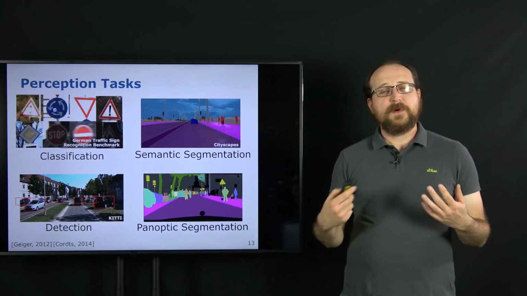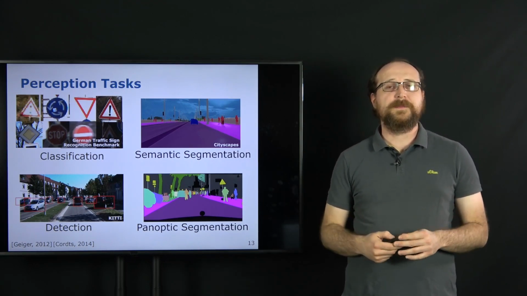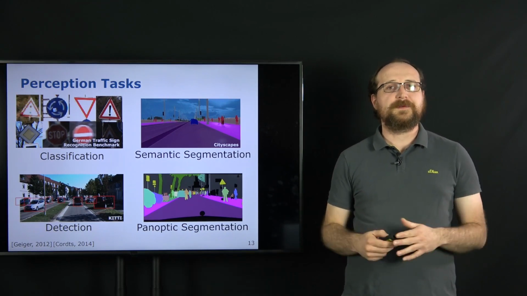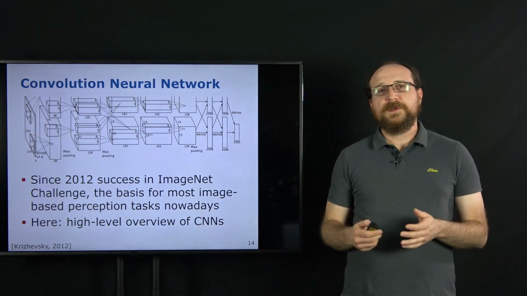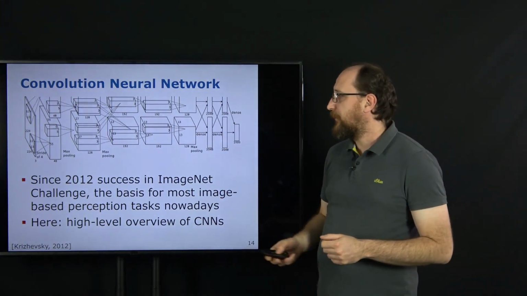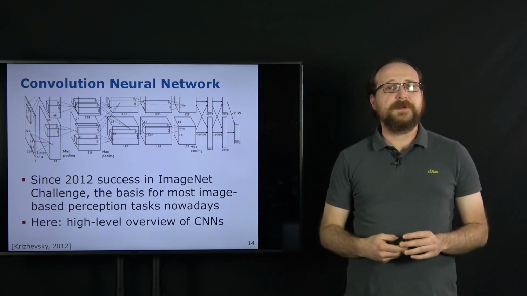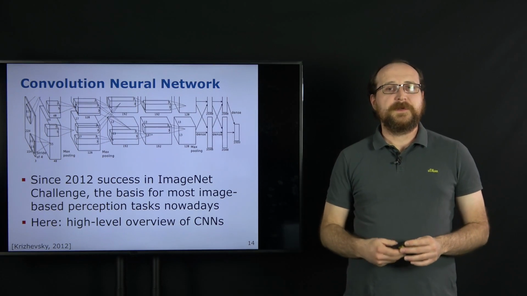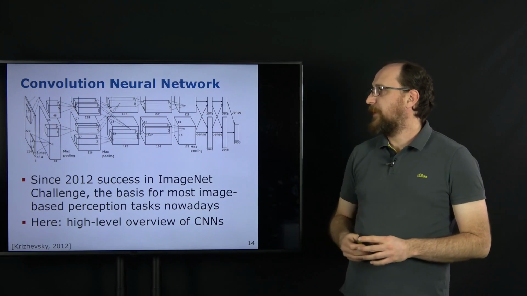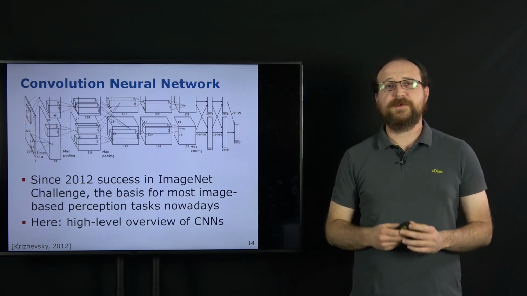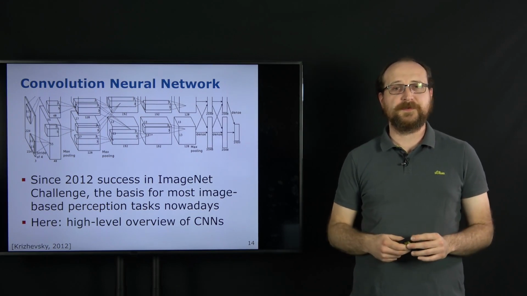But before we go deeper into these individual tasks, we have to talk a little bit about the technology that enables this perception task. And for this, since 2012, since the success of convolutional neural networks in the ImageNet challenge, there are mainly convolutional neural networks involved. So nowadays, maybe 99% of the perception tasks are solved using convolutional neural networks when we are talking about images.